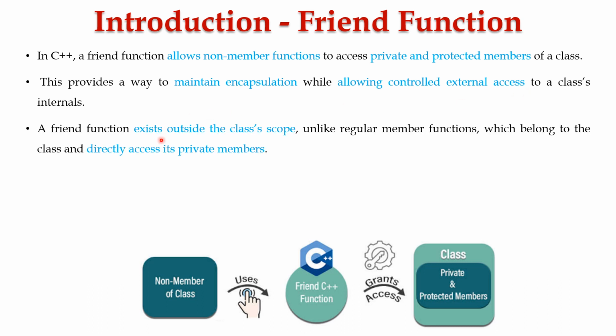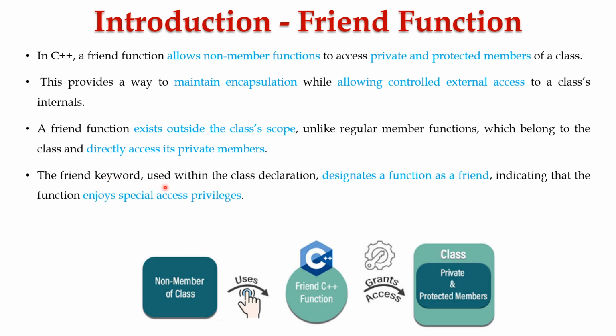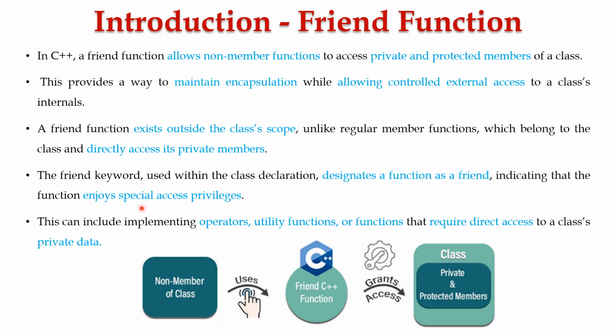A friend function exists outside the class scope, unlike regular member functions which belong to the class and directly access its private members. The friend keyword used within the class declaration designates a function as a friend, indicating that the function enjoys special access privileges. This includes implementing operators, utility functions, or functions that require direct access to the class's private data.